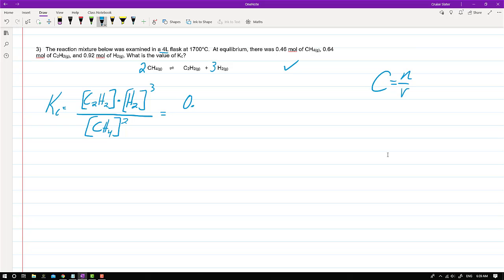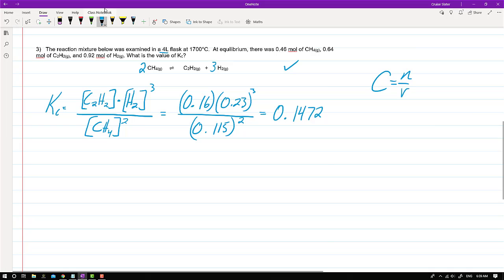So the first one I got was 0.16, 0.23. Okay, so 2 values for the top. Raise the second one to a power of 3, and then divide it by 0.115 squared. Not bad. I do this on my calculator and I get an answer of 0.1472. So I've calculated the numerator and denominator. I've done the division. This is my final answer.